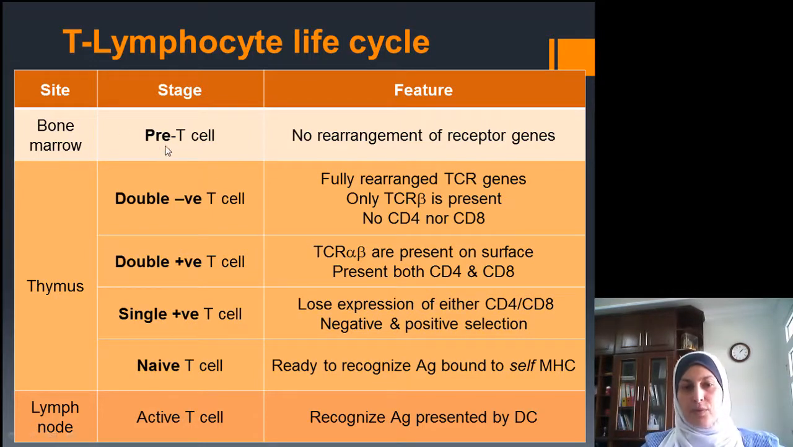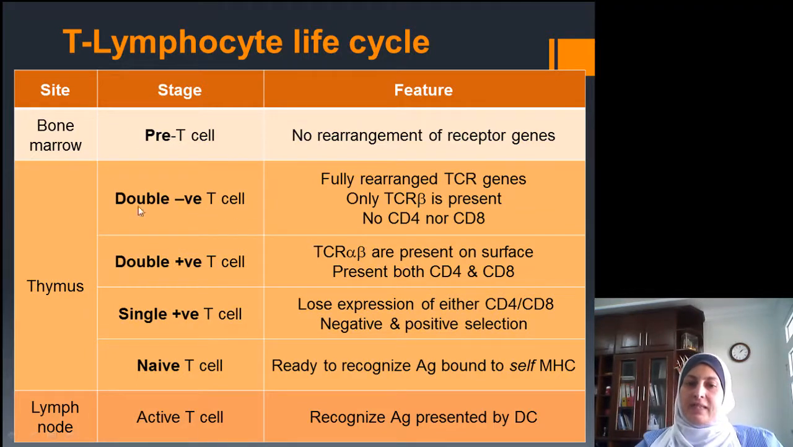In the bone marrow the cell is just in a pre-T cell stage. In the pre-T cell there is nothing that specifies this cell as a T cell. It does not have any of the molecules. It did not do any rearrangements in its genes. So it just has the potential to develop into a T cell. From that stage, it goes to the thymus. In the thymus, it goes through different stages of differentiation and development, starting with double negative, double positive, single positive, and naive T cell. Let's see what that means.